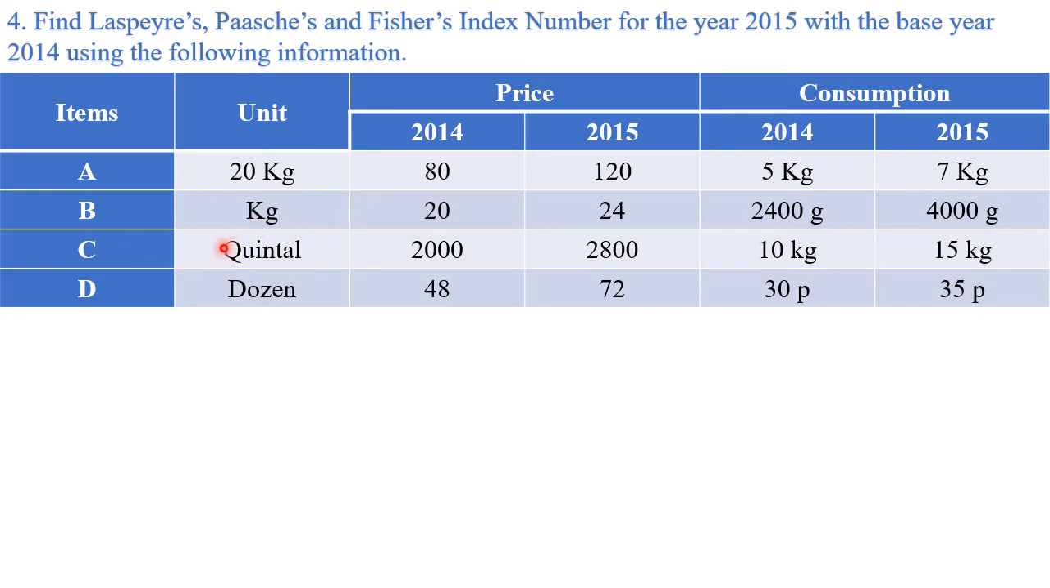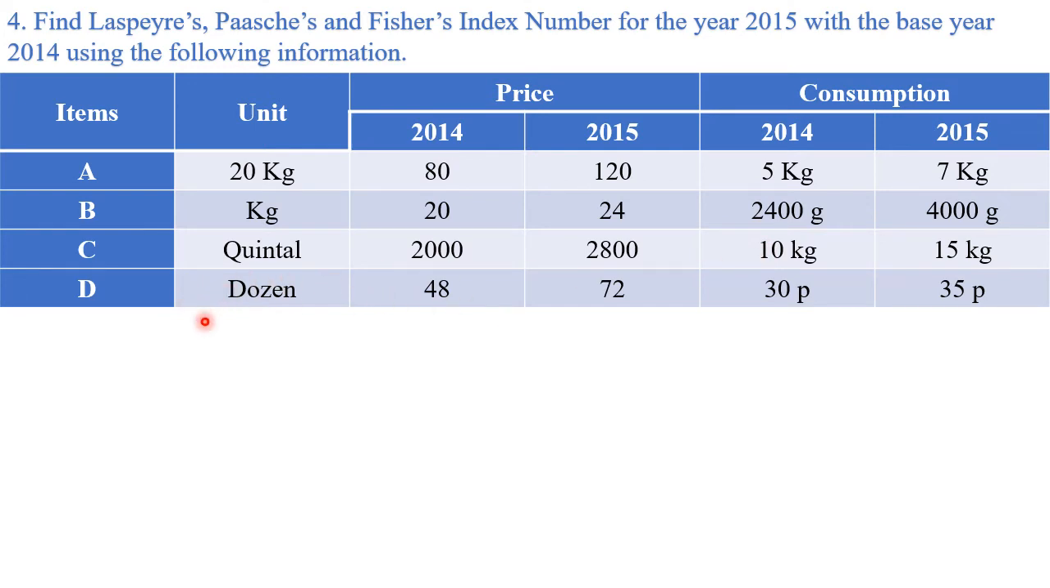For example, quintal means 100 kg. So I have the quintal here, 2000 rupees per 100 kg, that is per quintal, and 2800 per quintal, but my consumption is in simple kilograms. So naturally, rather than converting kilograms into quintals, I should convert quintals and prices into kilograms. That is easier than converting these things into quintals.